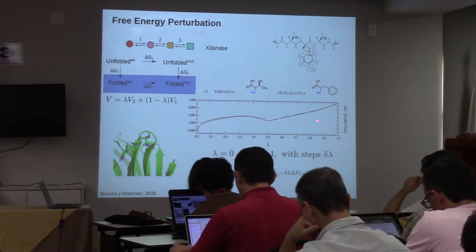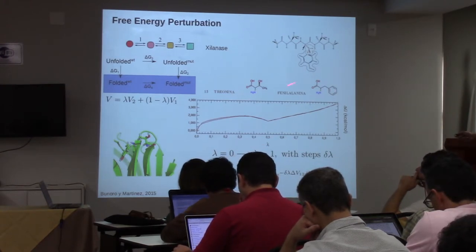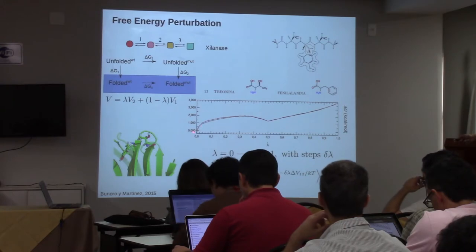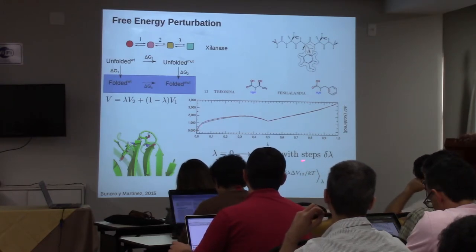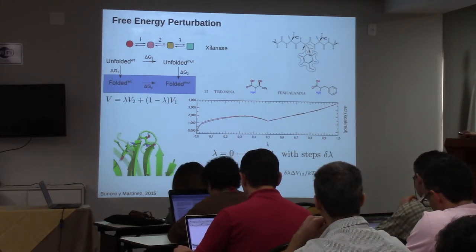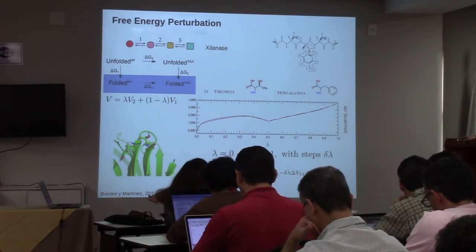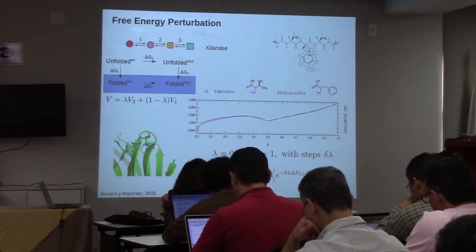And this is harder or easier depending on how different the initial and final states are. If the initial and final states are very different, you have to use steps delta lambda which are very short, so that the transformation is very, very gentle along the whole reaction coordinate. Okay?